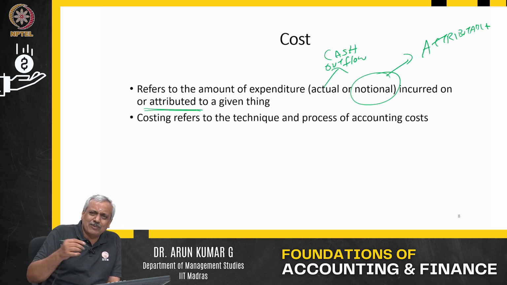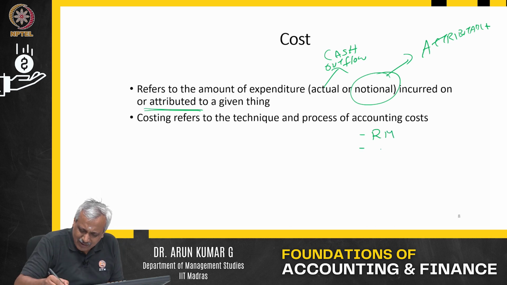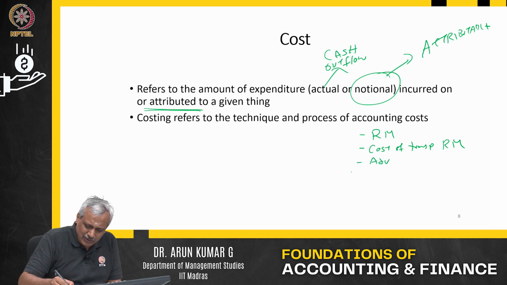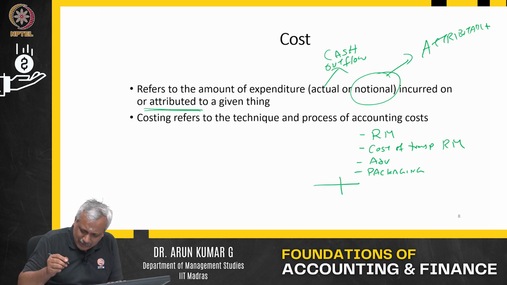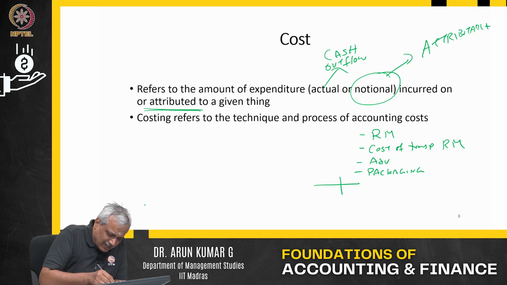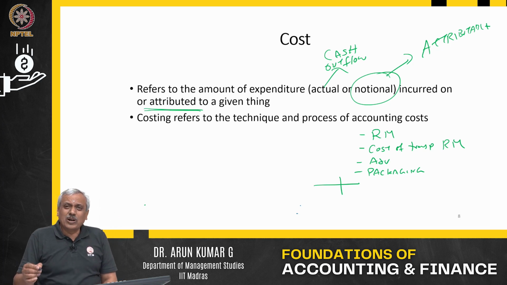Now, how do I do that? I will go back and work on the cost. When I manufactured the tie, somebody said raw material, yes. Somebody said cost of purchase, cost of transportation of raw material, yes. Somebody said advertising cost, yes. What is the other cost we took in the last class? Packaging cost, yes, packaging. Now, plus, big plus here. I am going to use a different color, blue. Hopefully, blue works. There are notional costs.